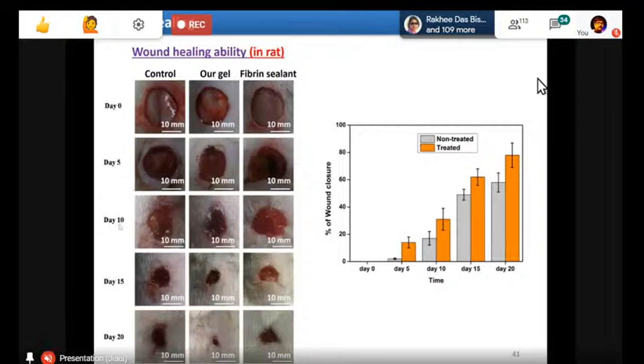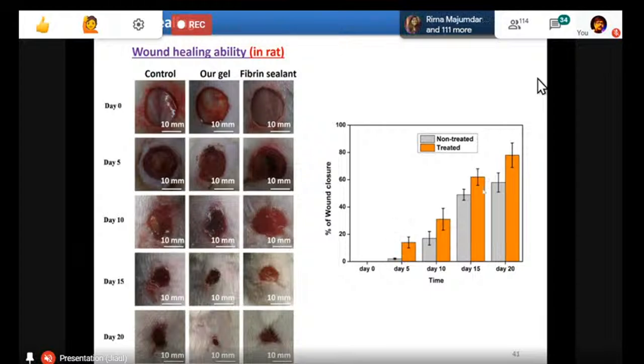So in the case of our gel, this is how we're looking at the wound site with time. At day 5, day 10, day 15, and day 20, we see at day 15 to day 20, the wound was almost healed as compared to the control or even the commercially available sealant. So this again says that this material promotes the wound healing of the wounded area.